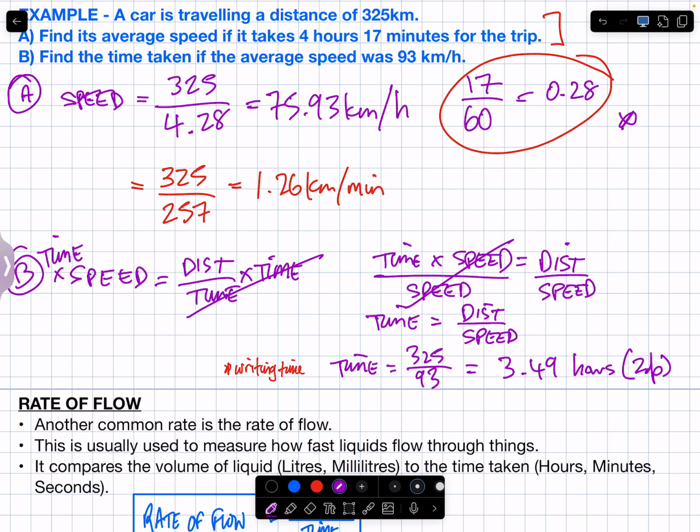Do you have a question right now? So the answer for speed was 75.93. Why do we use the 93? What's the 75 for? The 75.93 is your answer to A. Now we're answering B. We know how far the car went.